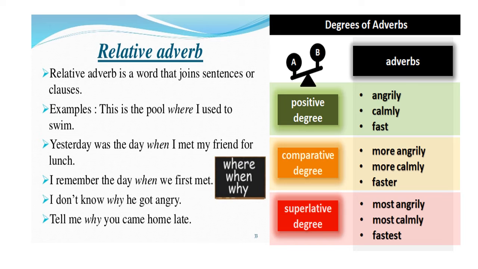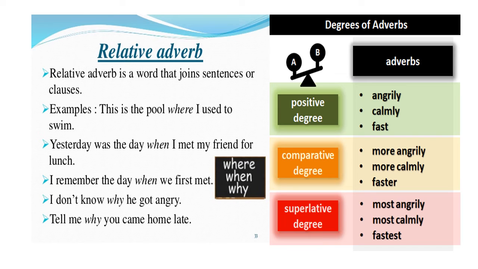Let's look at these examples. This is the pool where I used to swim. Yesterday was the day when I met my friend for lunch. I remember the day when we first met. I don't know why he got angry. Tell me why you came home late. Now, in English, there are 3 main relative adverbs, which are when, where and why. What does it indicate? You will learn more in the next class. And coming to relative adverbs, you will learn in the higher classes. Alright?